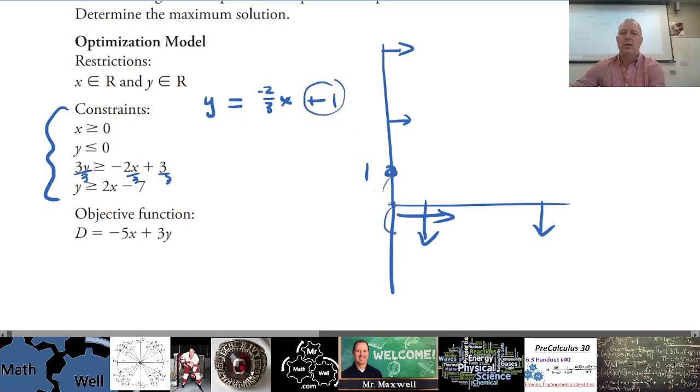So 1, 2, go to negative 1, and over 3. 1, 2, 3. There's another point. It's an or equal to, so we'll draw that as a solid line. So there's number 1. There's your first line.